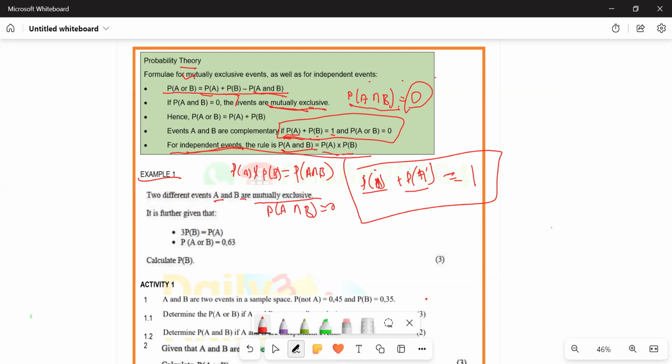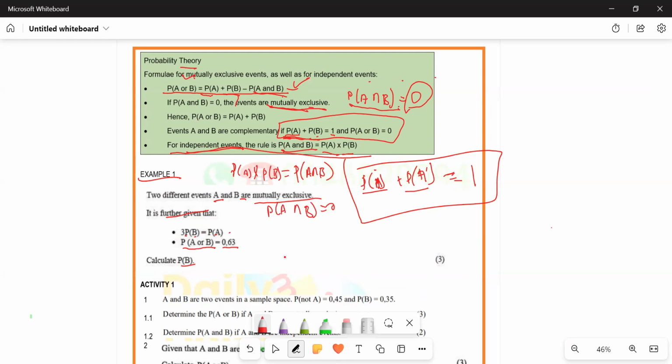And then they say it is further given that the probability of A is 3 times the probability of B. They say the probability of A or B is equal to 0.63. Calculate the probability of B. How do you calculate the probability? We're going to be using this formula. That formula needs to have 3 things so that we can find the 4th one.